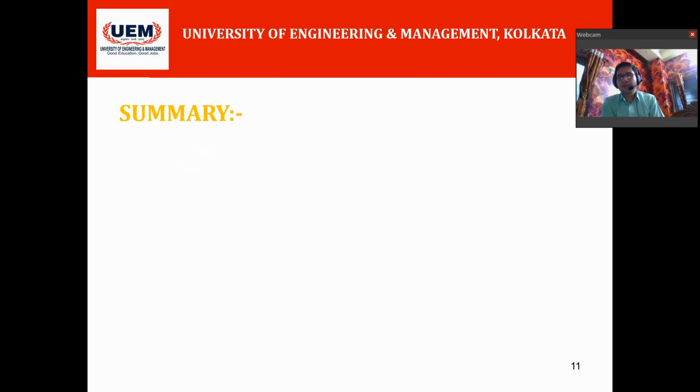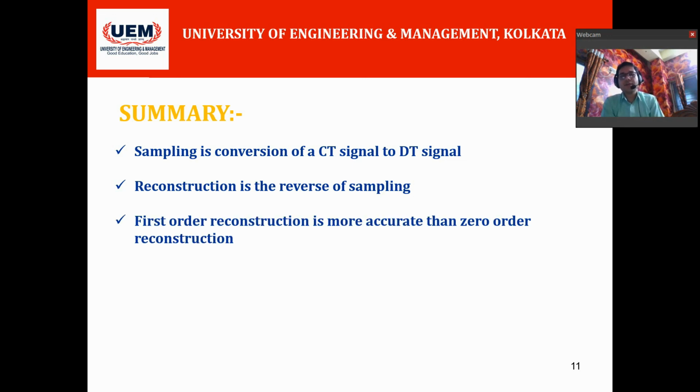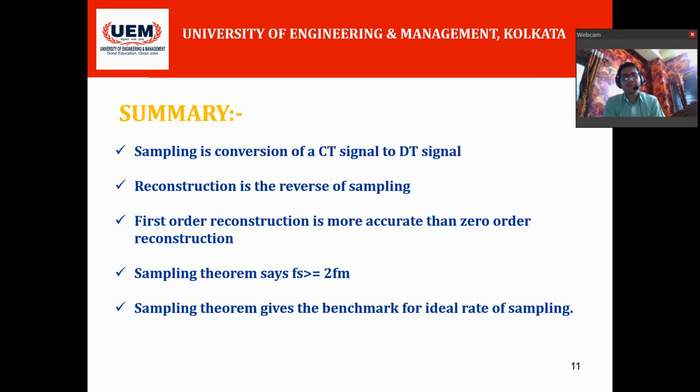To summarize, sampling is a conversion of a continuous time signal to a discrete time signal. Reconstruction is the reverse of sampling, the opposite of sampling. First order reconstruction is more accurate than zero order reconstruction, because first order reconstruction uses a triangular pulse, whereas zero order reconstruction uses only a rectangular pulse. Now the sampling theorem says that fs must be greater than or equal to 2 fm. We have learned that this is also called Nyquist's sampling rate. And yes, the sampling theorem gives a benchmark for the ideal rate of sampling.